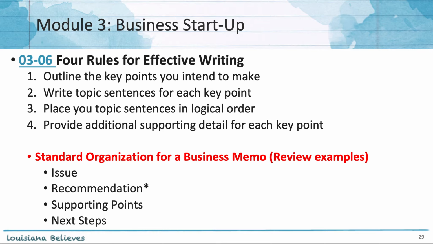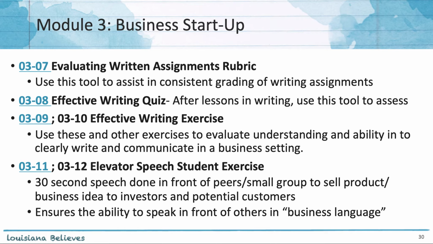0306 is one that goes over the 4 rules of effective writing. These are great resources, again, if you're teaching this in a business English class, or if your students are not effective writers. It gives you some easy guidelines to help them in developing their writing skills that will be essential for completing this course. 0307, again, these are tools that go with the writing. There's a quiz, and it gives you all the resources that you need. But 0311 and 0312 is the elevator speech exercise.